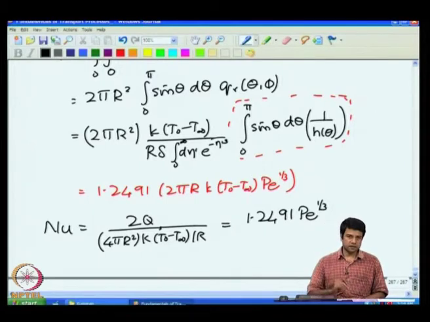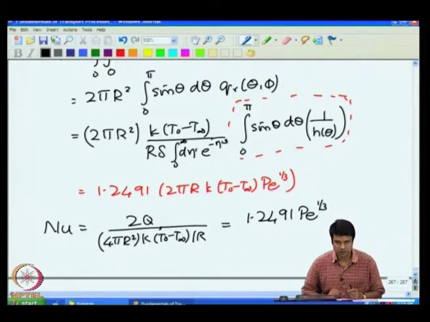So, it differs from the result that I got from a flat plate only in as far as there is a difference in the constant. In all cases, laminar flow near a solid surface with a no slip condition at the surface, the Nusselt number is always proportional to the Peclet number power 1/3.